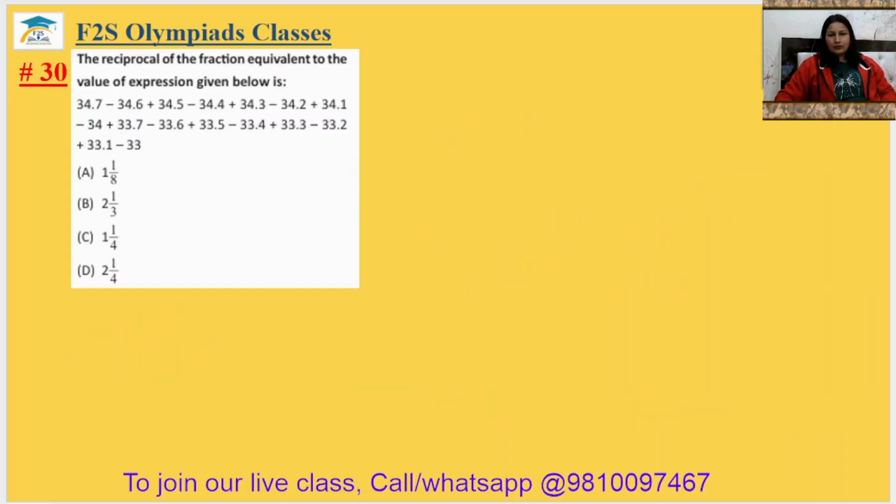Question number 30. The reciprocal of the fraction equivalent to the value of the expression given below. So you can see this minus this is 0.1, 0.1, 0.1. Now this is 0.1, 0.1, 0.1, 0.1 and 0.1. How many 0.1 are there? You can see 1, 2, 3. This is 4, 5, 6, 7, 8. So 8 multiplied by 0.1, that is 0.8.